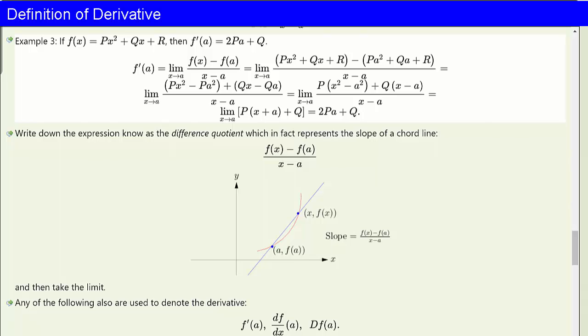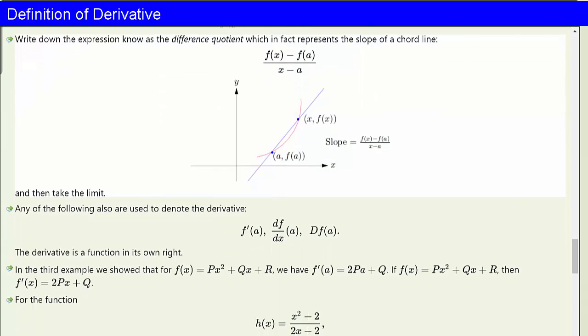Now you clean that up, and you collect the terms in p times (x² - a²), and q, which is multiplied by (x - a). And then you factor out the common factor of x - a, which is floating all over the place, and you end up with just the limit as x goes to a of p(x + a) + q. And that's just a polynomial, and you evaluate it at a as 2pa + q. So you get the idea. You write down the expression known as the difference quotient, which in fact represents the slope of a chord line, and then take the limit.